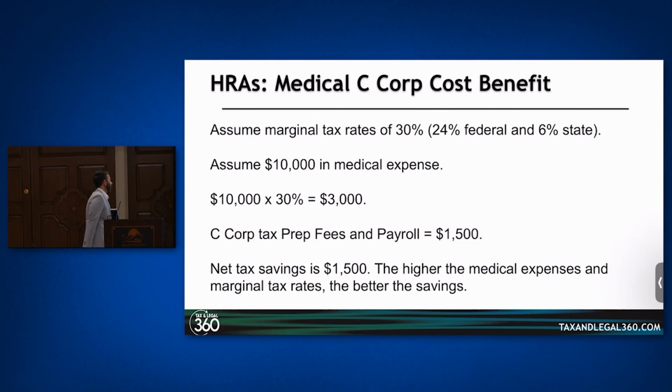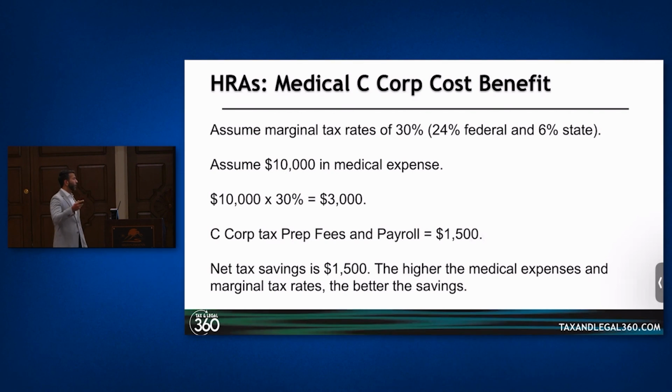Here's the cost benefit analysis, okay? So assume you're in a marginal tax rate of 30%. I think that's pretty reasonable. 24% Fed, 6% state. Also assume you've got the 10 grand in medical expenses. Well, what is your tax savings here? It's $3,000, right? 10,000 times the 30%. Well, the C Corp tax prep fees and payroll are $1,500, so your net tax savings is $1,500.